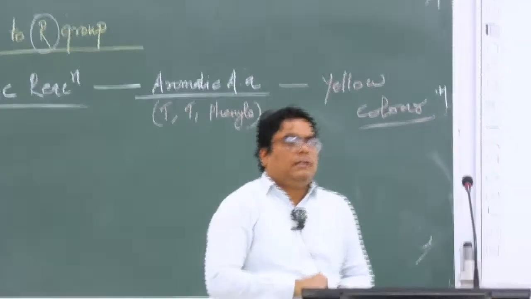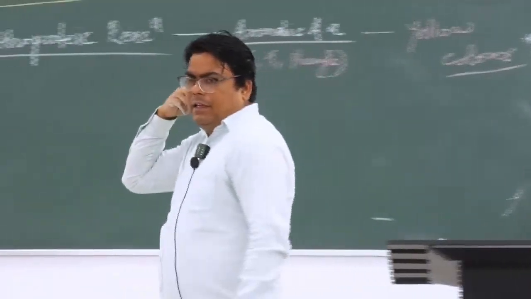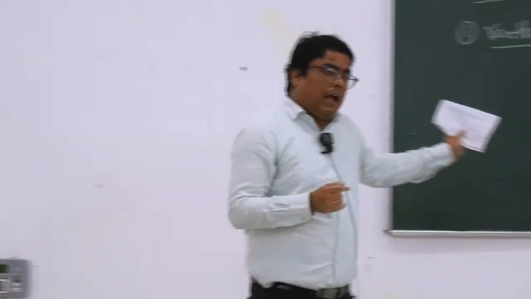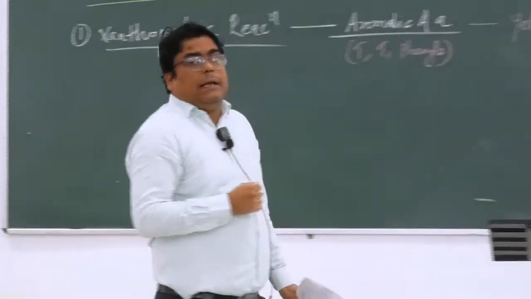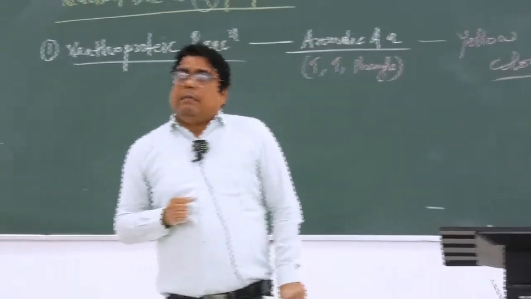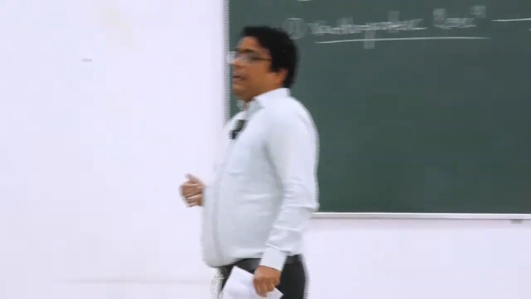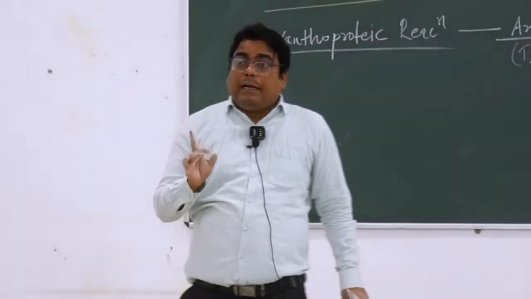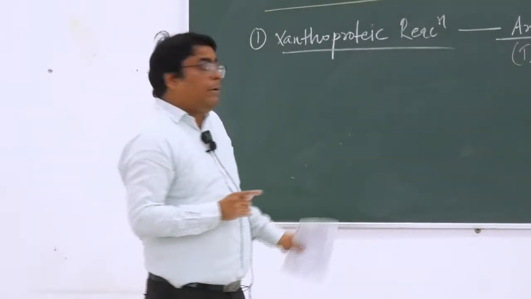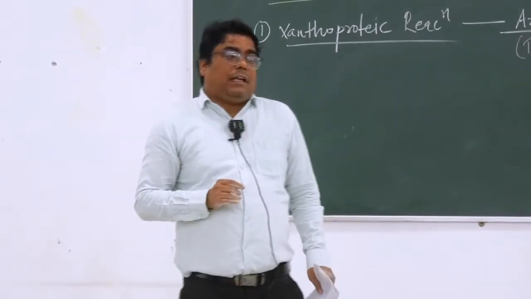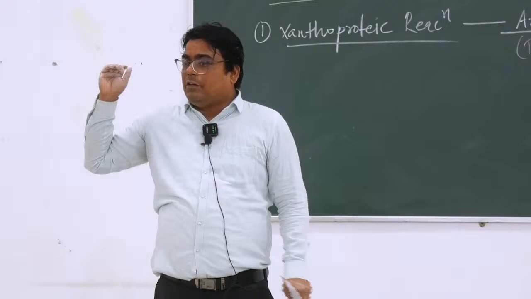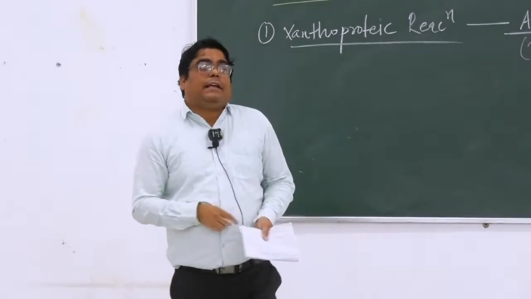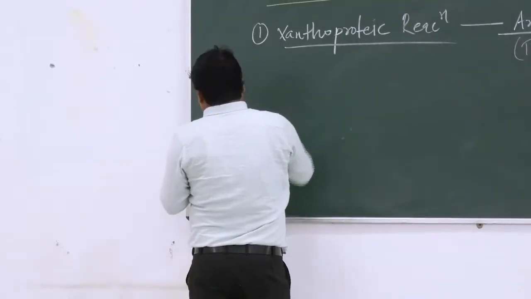yellow color. Students, in previous years, about 4 years before, all these reactions we could perform in the lab. But in our latest NMC curriculum, we have excluded all these color reactions from the syllabus. But you should know the reaction names because they are R group reactions. If a question asks about the chemical properties of amino acids, you have to write at least the name of the reactions.